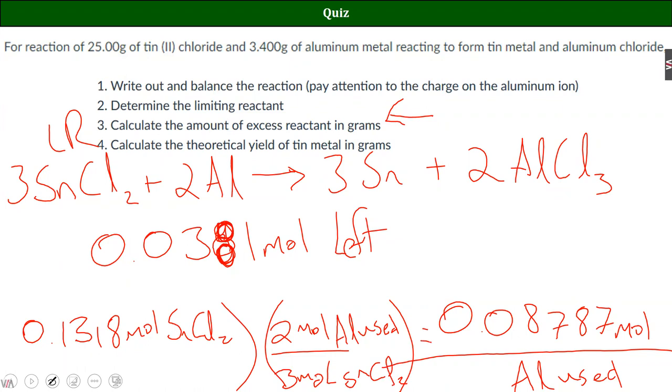Well, if I actually have 0.1260 moles and using up all of my tin 2 chloride only uses 0.08 moles, that means I'm gonna have leftover aluminum. So that tells you both what the excess reactant is and what's running out first at the same time.